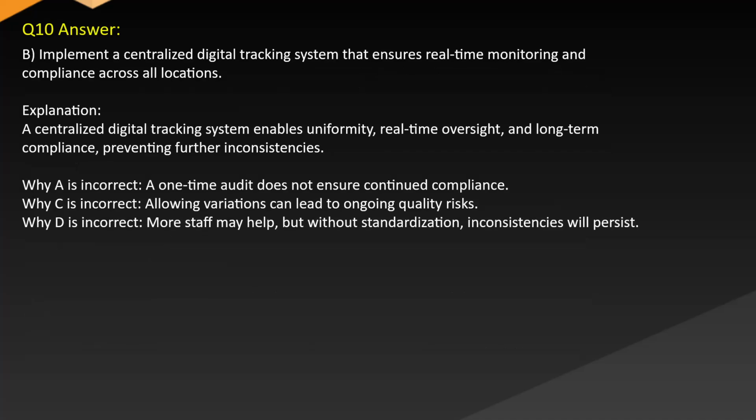Answer: B. Implement a centralized digital tracking system that ensures real-time monitoring and compliance across all locations. Explanation: a centralized digital tracking system enables uniformity, real-time oversight, and long-term compliance, preventing further inconsistencies. Why A is incorrect. A one-time audit does not ensure continued compliance. Why C is incorrect. Allowing variations can lead to ongoing quality risks. Why D is incorrect. More staff may help, but without standardization, inconsistencies will persist.